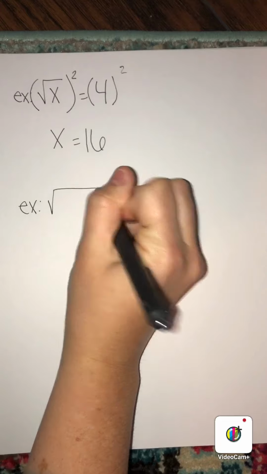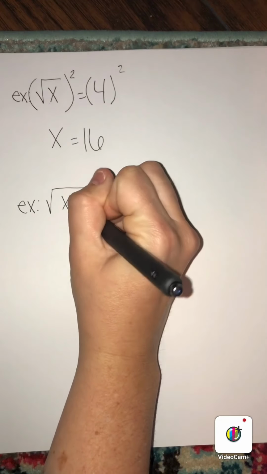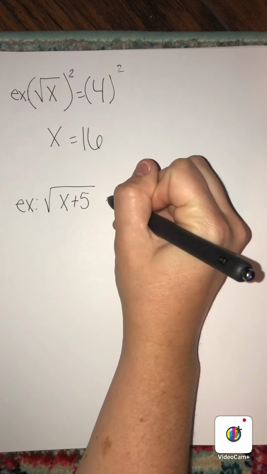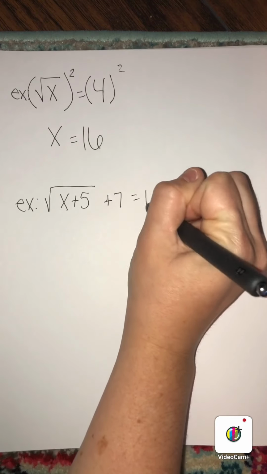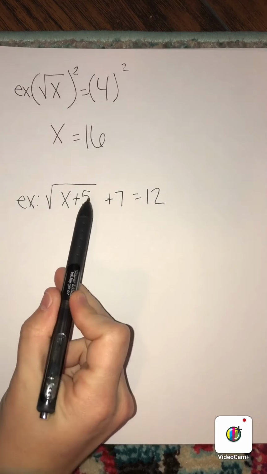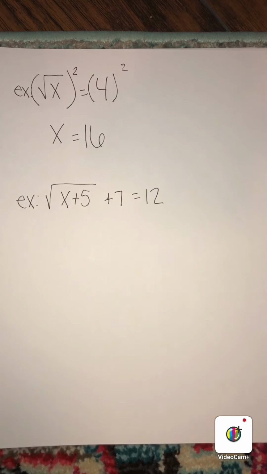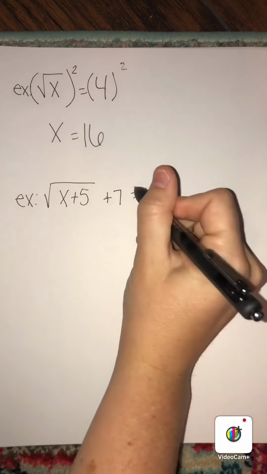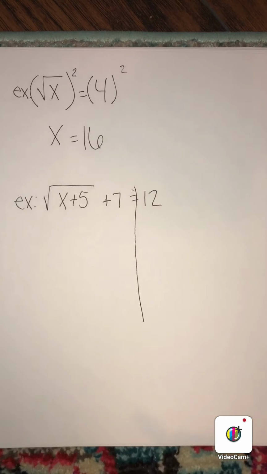Next example, I have the square root of x plus 5. So that's under the radical. Outside the radical, I have plus 7 equals 12. All right, what's really important is that you pay attention to what is grouped under the radical. A radical is considered a grouping symbol, kind of like parentheses. So this all stays together. For this one, I'm going to draw the line because there's a few steps.